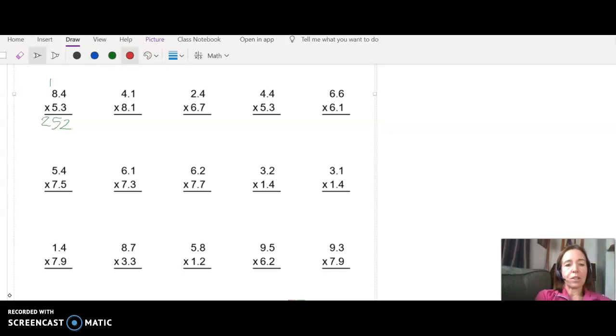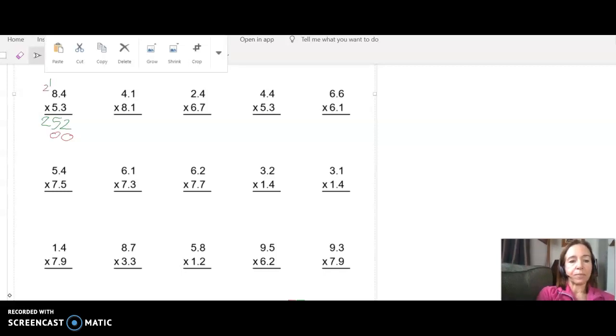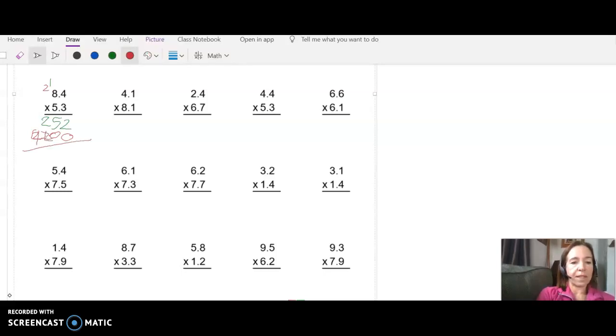Now I'm going to go on to the 5. So this time I'm multiplying by 10 more than the last time I was multiplying. So I'm still going to put my 0 under there. 4 times 5 is 20. And 8 times 5 is 40 plus the 2 is 42. Sorry, saying one thing and writing another thing.